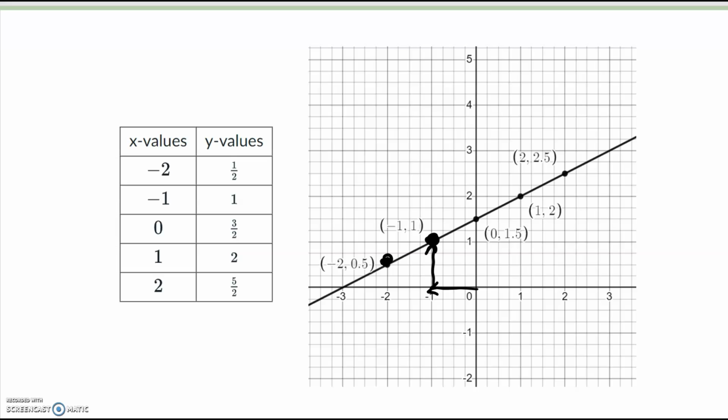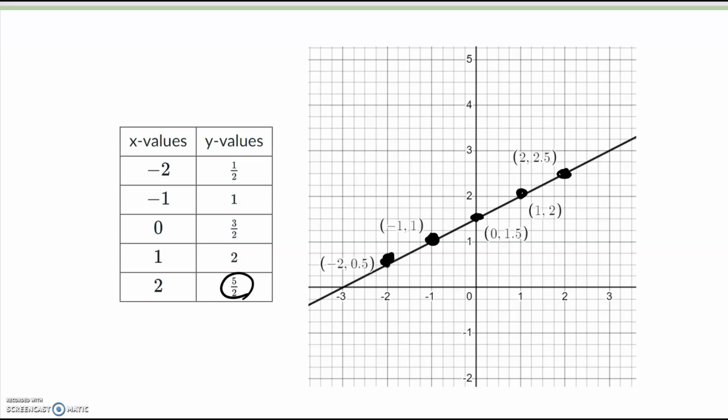There's my second point. Okay, 0 for the x. I'm going to stay on that y-axis, so I'm just going to go up 1.5 because remember 3/2 is the same thing as 1.5. So just go up 1.5 and just plot your point right there. Okay, and then go over 1 and then up 2. Plot your fourth point, and then go over 2 and up 2.5. That is 2.5. So go 2.5 and then plot your fifth point right there.